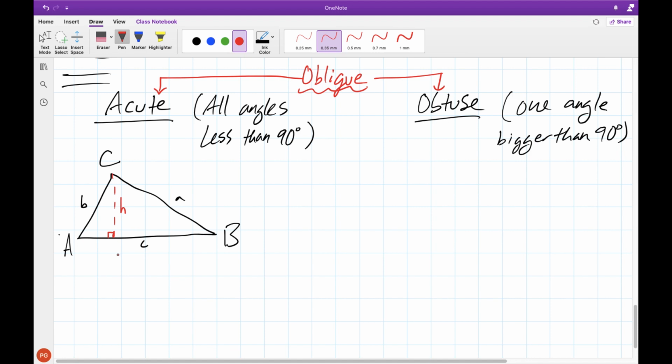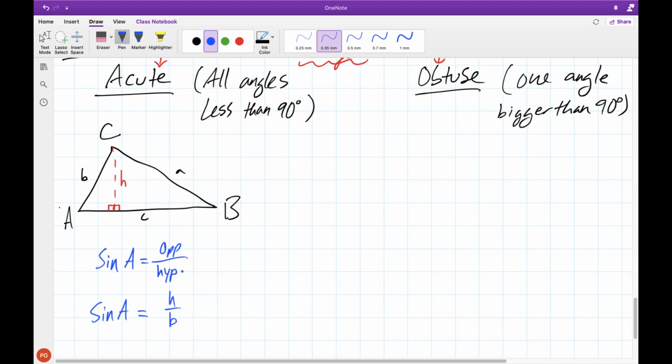We draw a line straight down the middle from our top point that intersects our base here, and we're going to call that the height. And using this height, we actually get two different right triangles. If we focus on the one on the left here, and we're going to use sine in this case, sine is opposite over hypotenuse, so for angle A here, our opposite side is h, our hypotenuse is b, so it's equal to h over b.